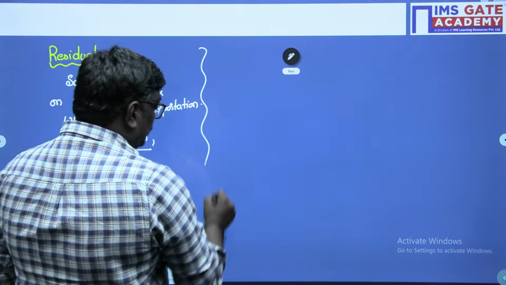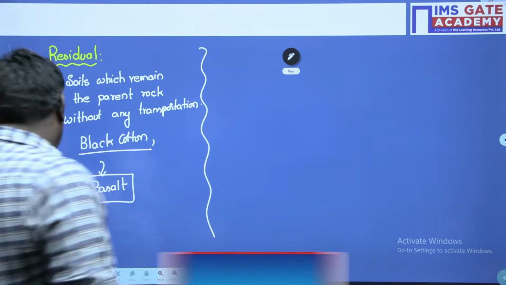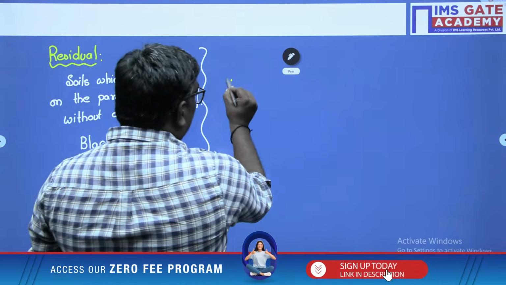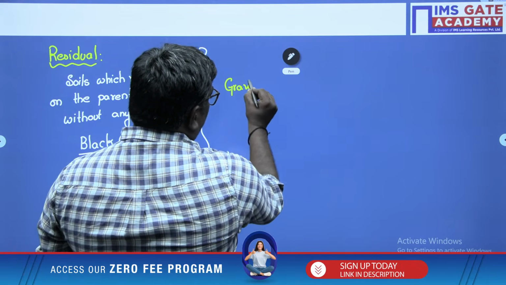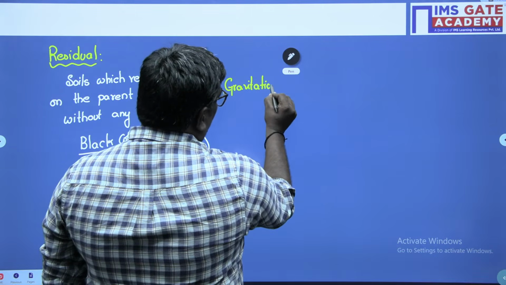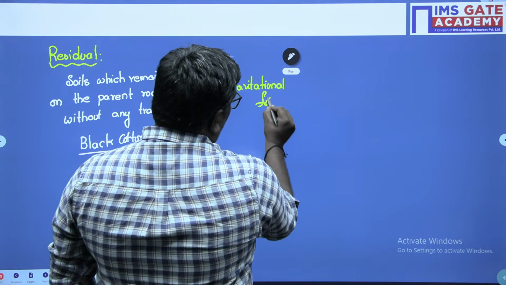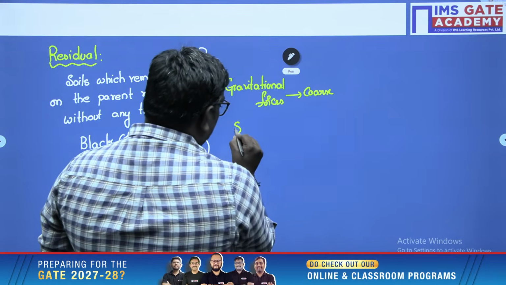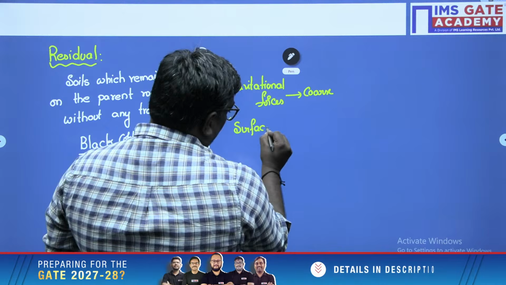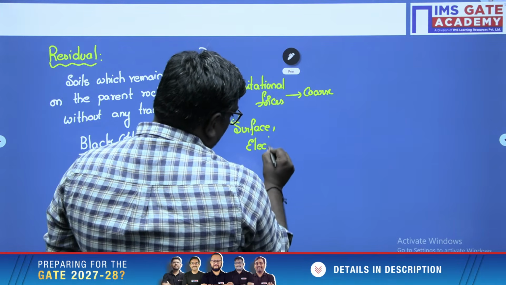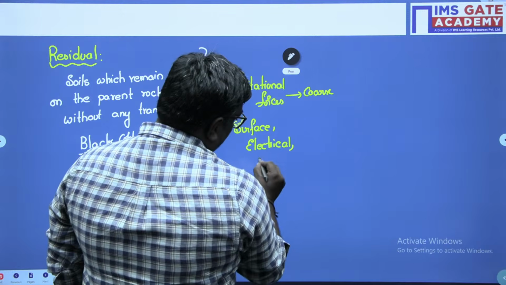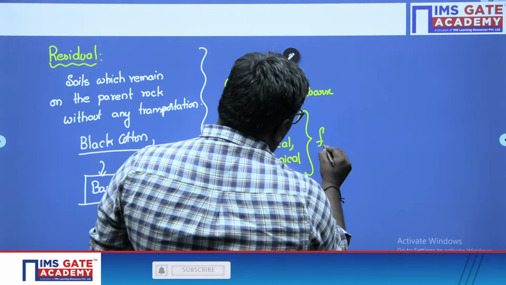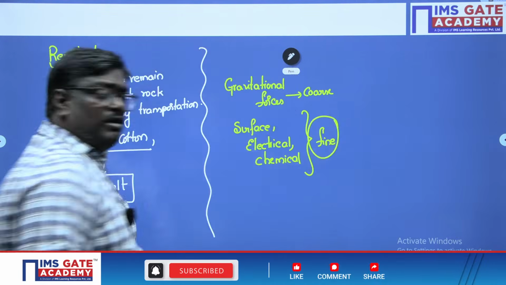Now, see students, this is also another important thing I would like to tell you. If you consider where gravitational forces are predominant, they will be more in coarse grained soils. Whereas surface, electrical or chemical forces are more in fine grained soils.